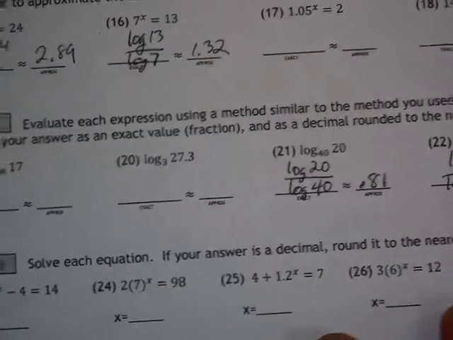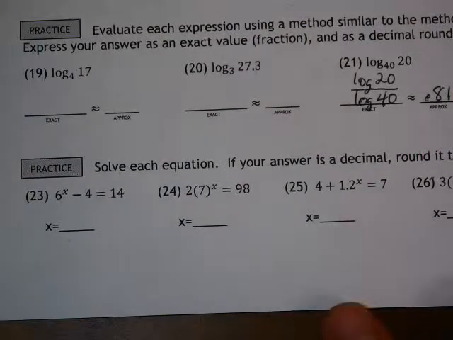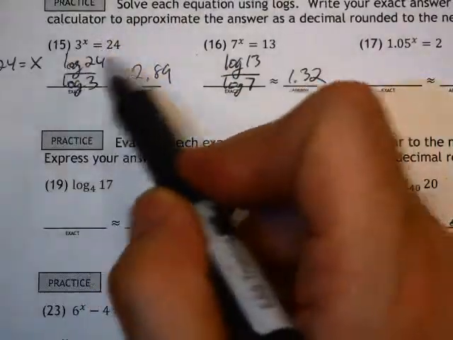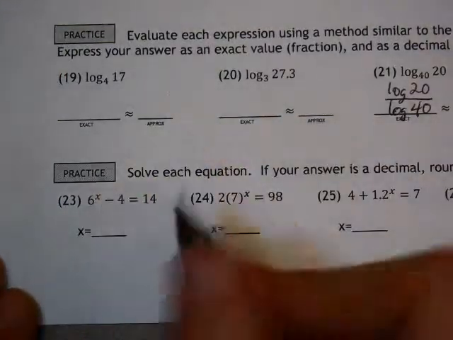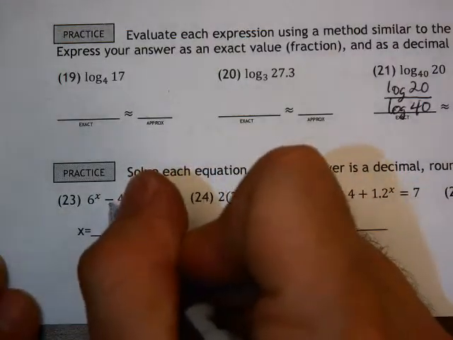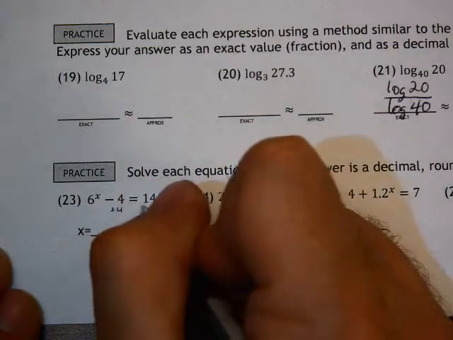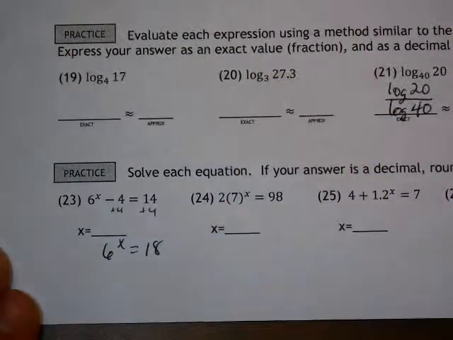Now I'm also going to look at a few of these equations at the bottom of the page. I'm going to look at 23, 24, and 25, where it asks us to solve each equation. If the answer is a decimal, round it to the nearest hundredth. Each one has one extra step, because we want to get it to something like this, where we can write this log form. The first step is to take that subtracting 4 and add 4 to both sides, so it gets 6 to the x equals 18.